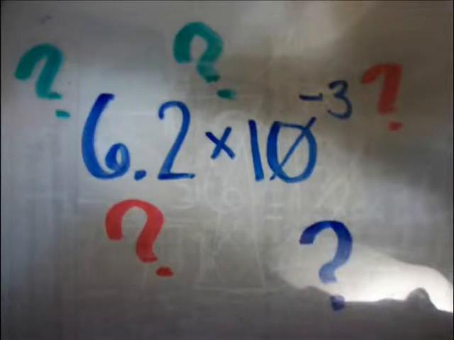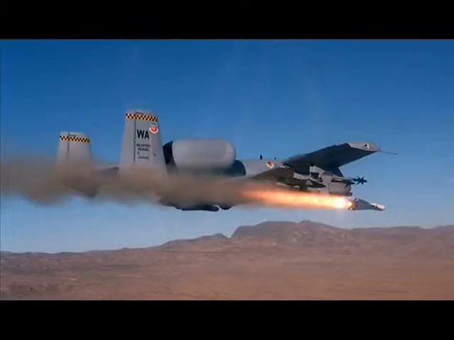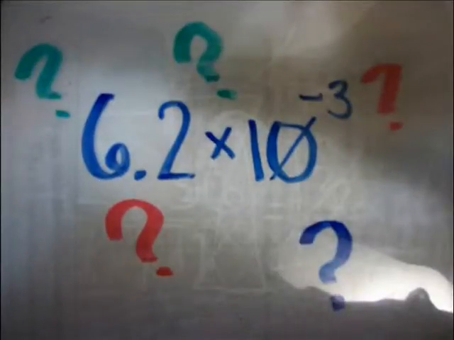Once again, it's math. Now let's see what we have to tackle. We have 6.2 times 10 to the negative third. Already this looks complicated and you probably want to shy away from it. But you have to find the right angle of attack which is appropriate for your learning style, and I will help you to provide that.